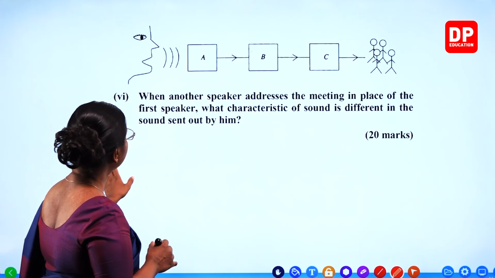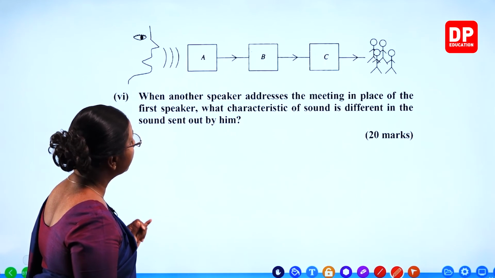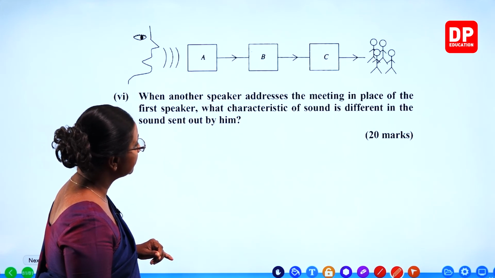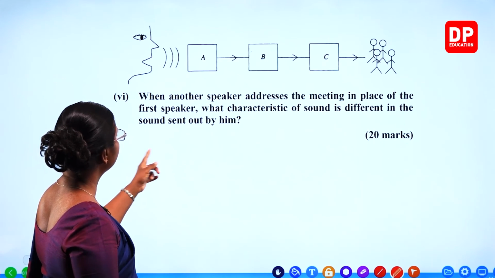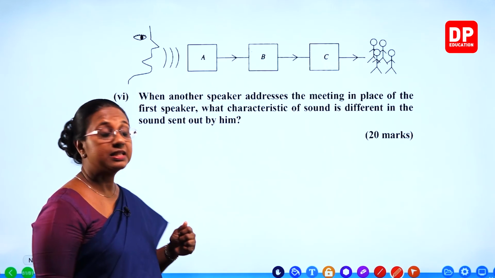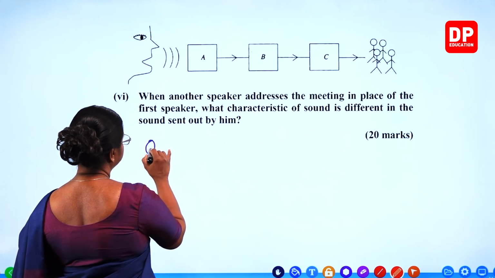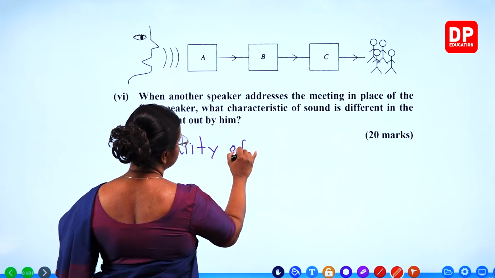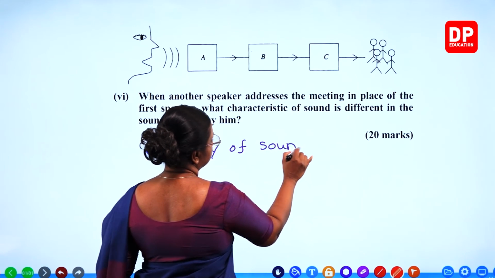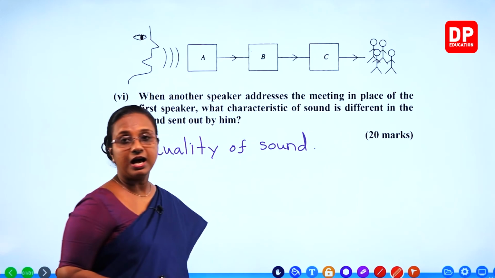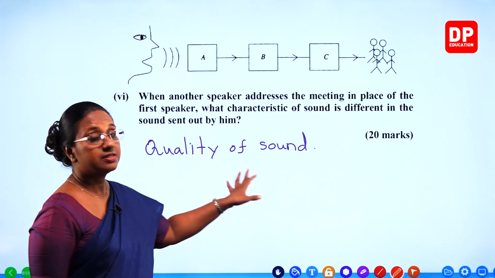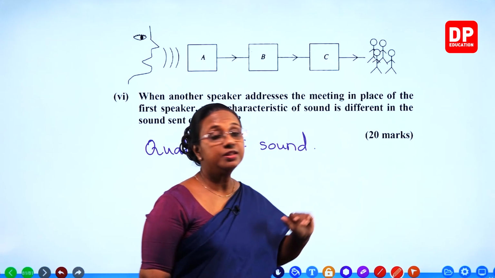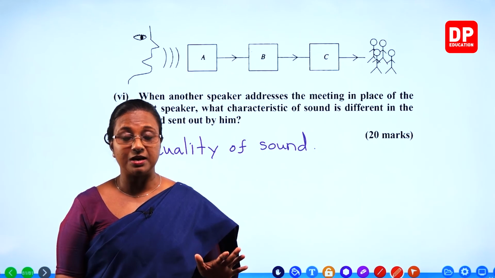So, here the question is, when another speaker addresses the meeting in place of the first speaker, what characteristic of sound is different in the sound sent out by him? It is the quality of sound. So, that is the answer. With that, students, I have completed this question number 9. And as you know, this is also out of 20 marks.